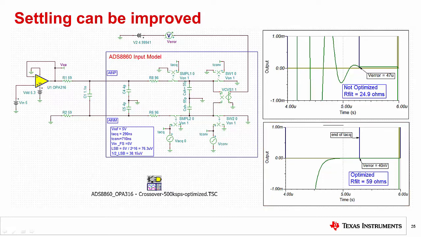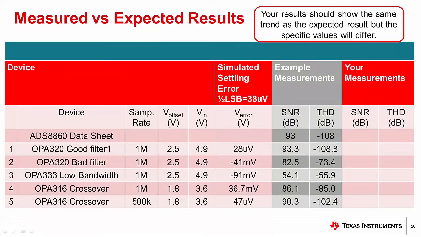Notice that the settling waveform has no overshoot and settles to a small error of 40 nanovolts. Again, for the best performance and a robust design over temperature and process variation, use the optimized RC charge bucket values. This table summarizes the results for all the experiments and simulations.